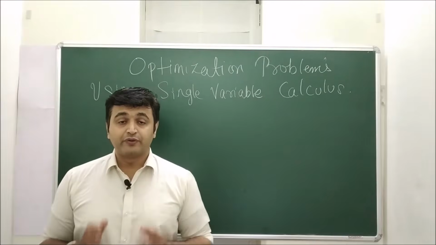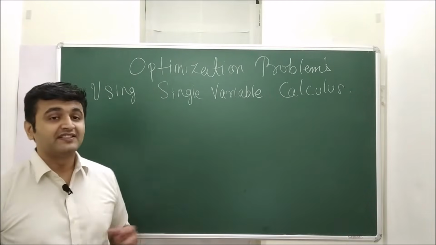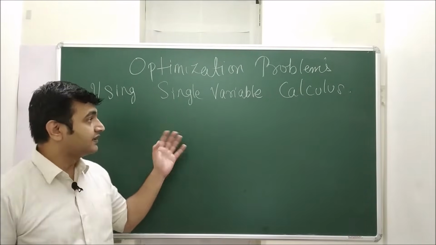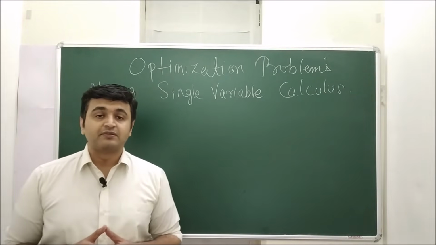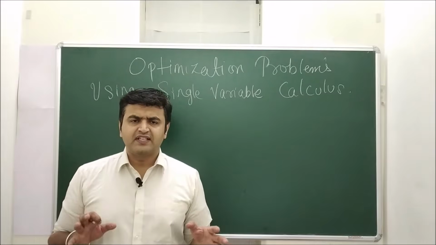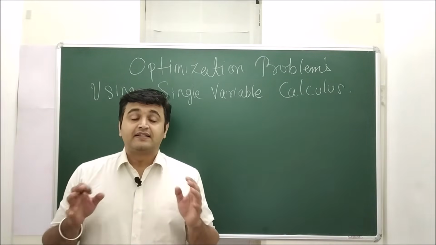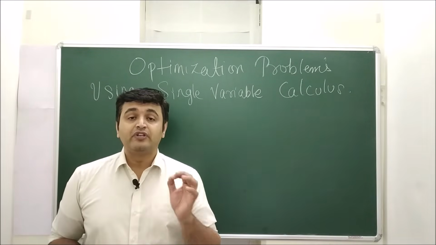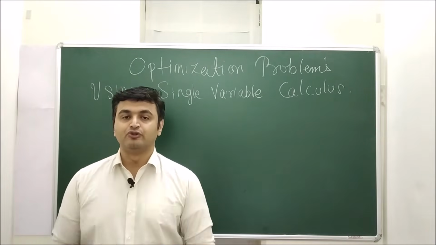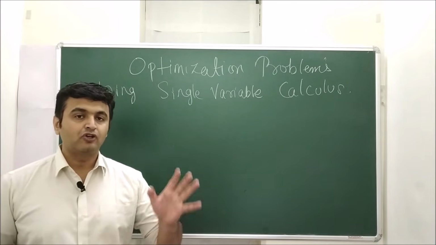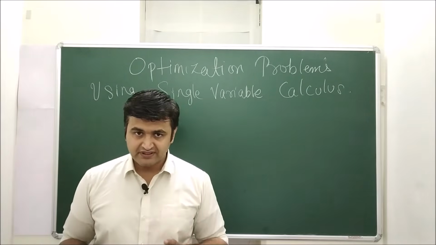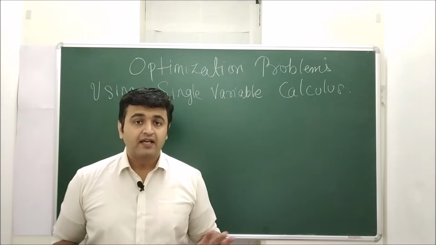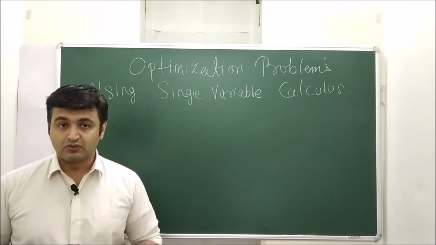Hey everyone, so today we are going to talk about optimization problems using single variable calculus. So what do you mean by optimization problem? If I want to say in a very simple language, then it is the problem where you need to find the best possible solution. Okay, that's what you mean by an optimization problem. So today we are going to see some 4 to 5 examples, all of different varieties using single variable calculus.